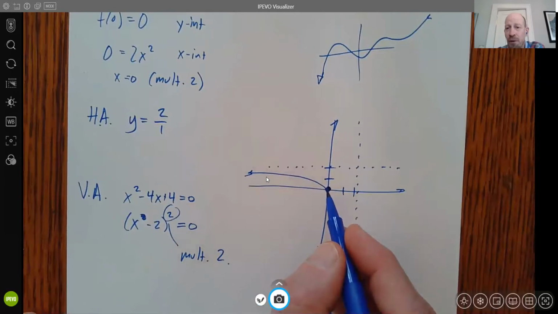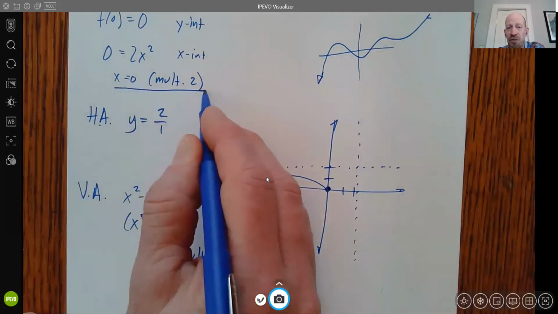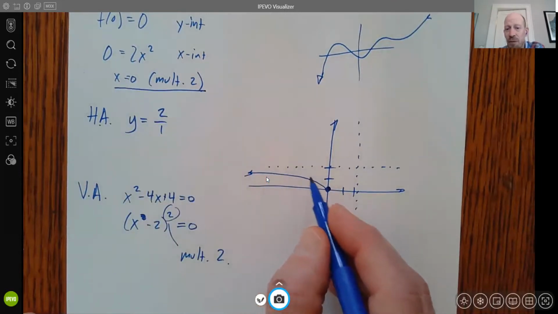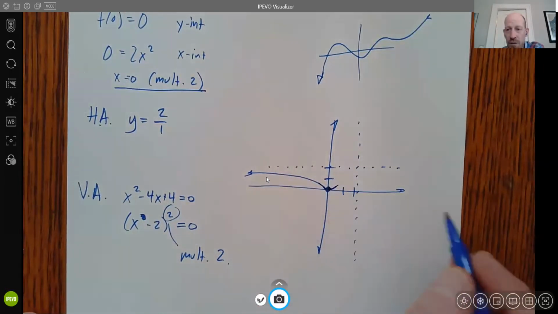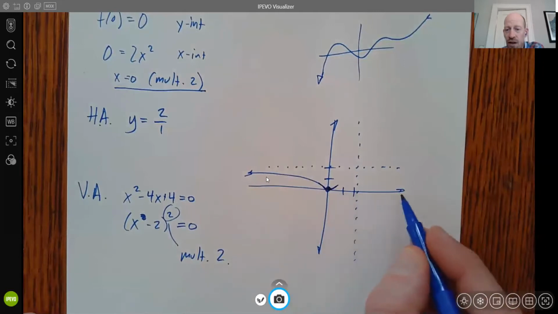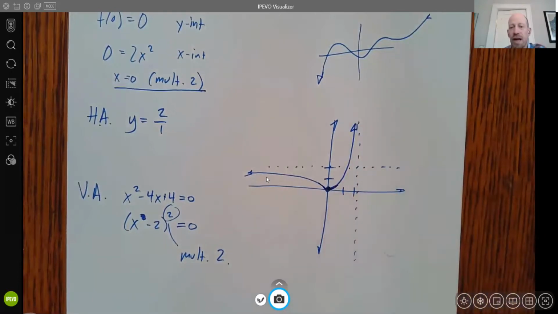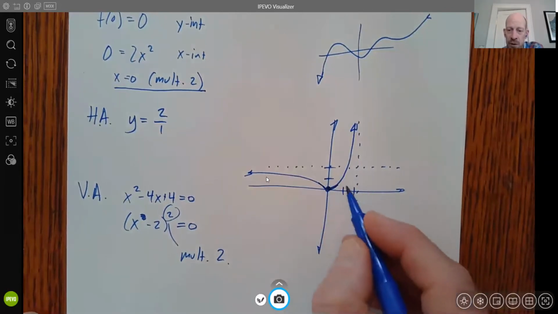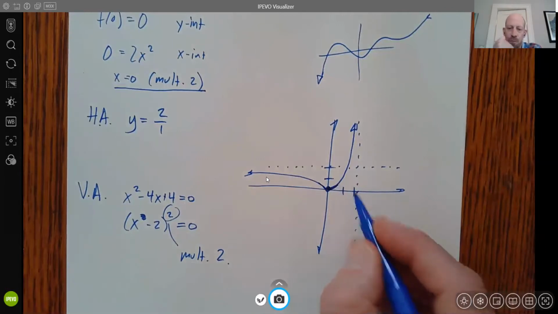Now what happens at x equals 0? We talked about that, right? That has multiplicity 2. Since it has to be coming from the top, I know that it has to bounce up, right? It can't cross anywhere else, so it has to be heading up. It has to either go up or down, but once I'm up here, I can't head back down because I'd have to cross.